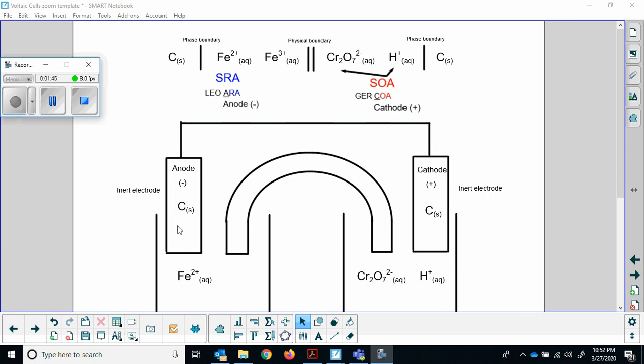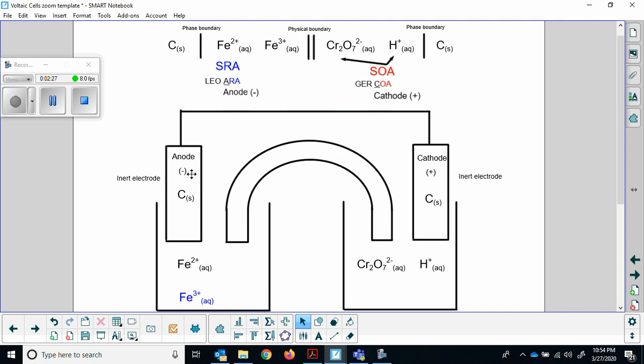We can't assume that this will be solid iron because iron solid was not given in the notation. Therefore, we need to find an inert electrode, as I said before, and carbon is sufficient again. I could have chosen platinum. Either one would work. The anode side is where oxidation happens, meaning that the iron 2 plus will lose electrons. The loss of electrons by Fe2 plus will produce iron 3 plus.